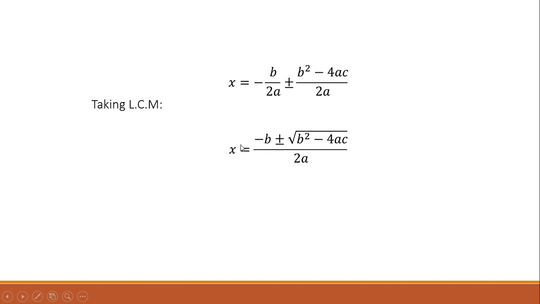This is the required quadratic formula. So, this is called the quadratic formula.